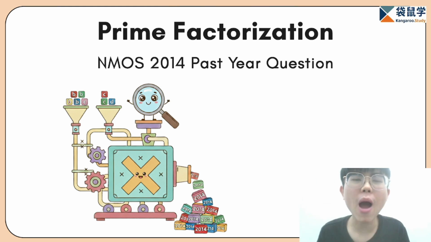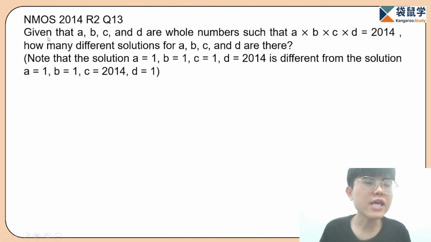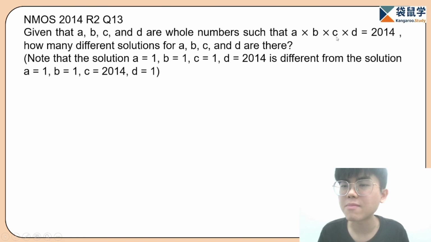Today I would like to talk about a past year question for NMOS 2014, which is about the prime factorization. Let's have a look. Given that A, B, C and D are whole numbers such that A times B times C times D is equal to 2040. How many different solutions for A, B, C and D are there?